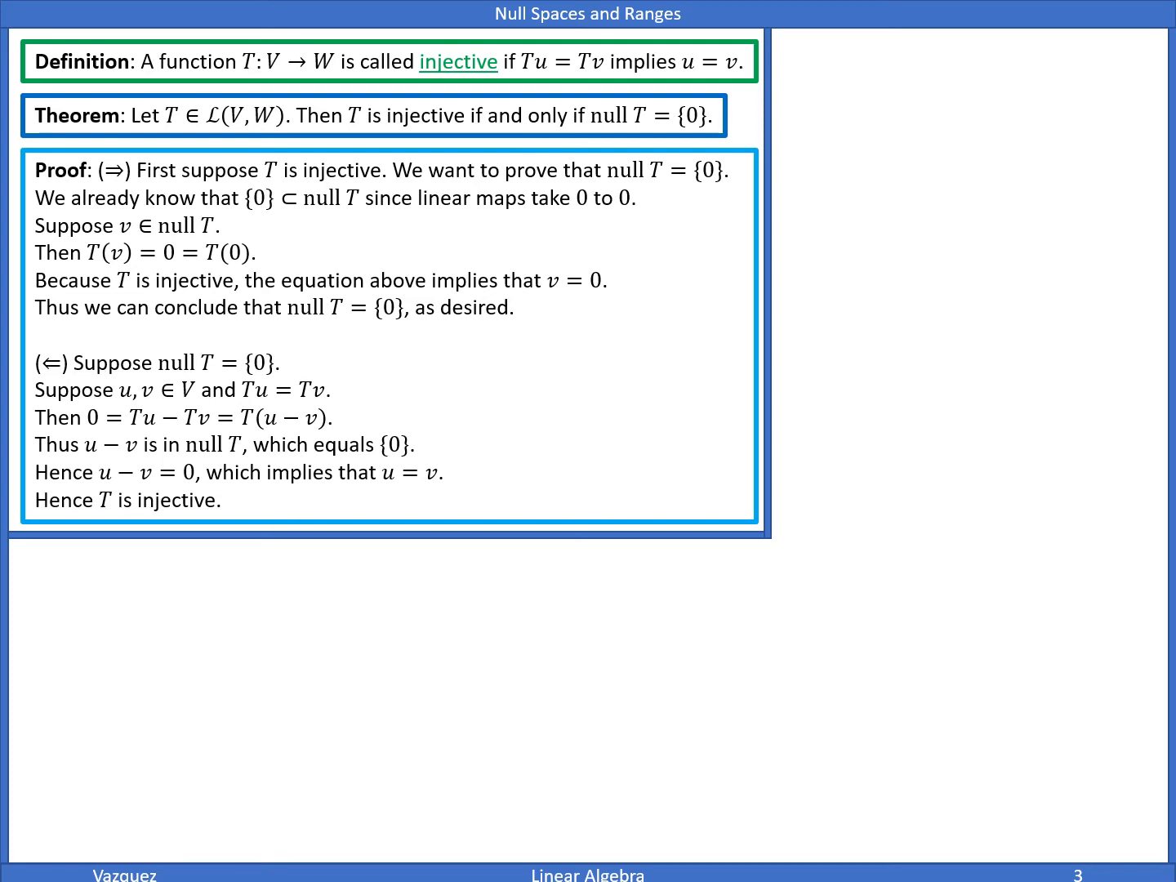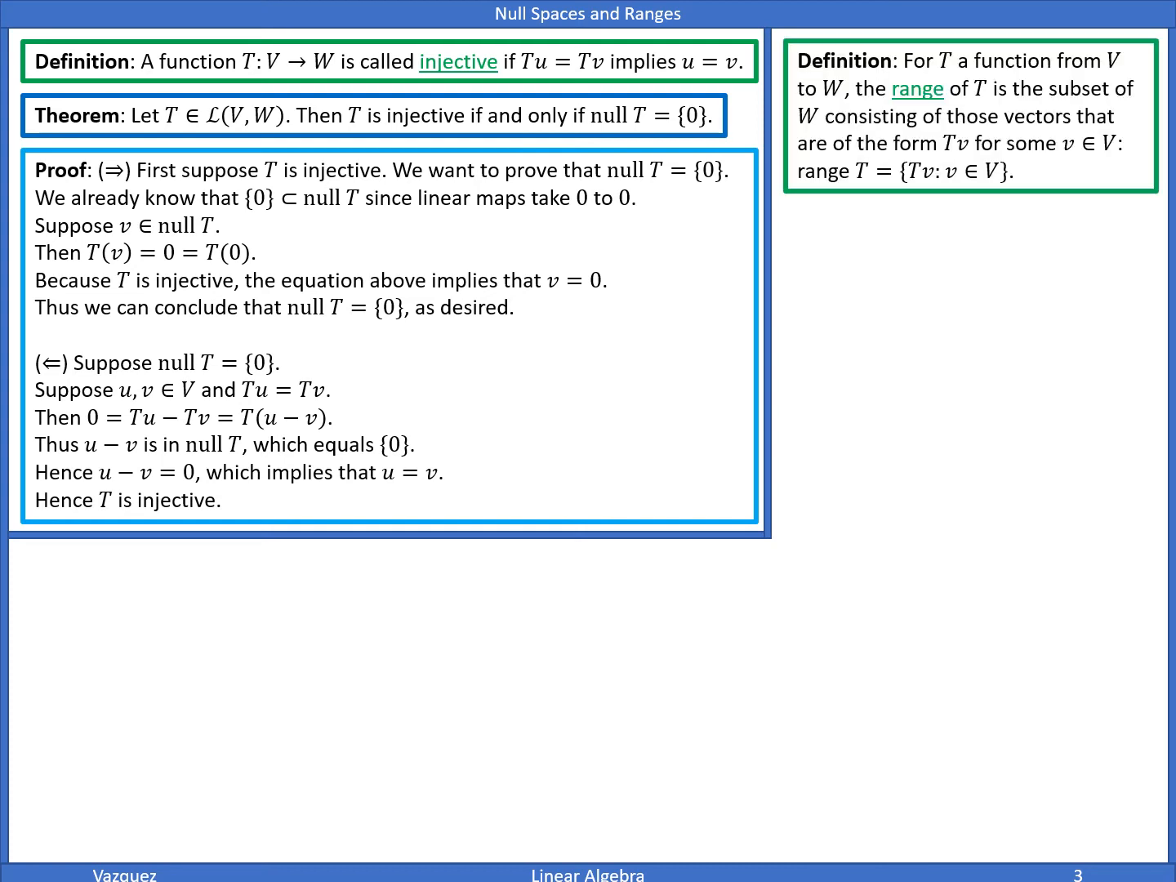Well, if we're talking about injectivity, you should probably know what's coming up next. Okay, so next up we have the definition of range. Some mathematicians, instead of saying range, say image. So the image of a function, the range of a function. But like I said, we just saw injectivity, so something's coming up, but we do need to define range first, and actually a theorem that comes along with it. So for T, a function from V to W, the range of T is a subset of W consisting of those vectors that have the form Tv for some v in V.